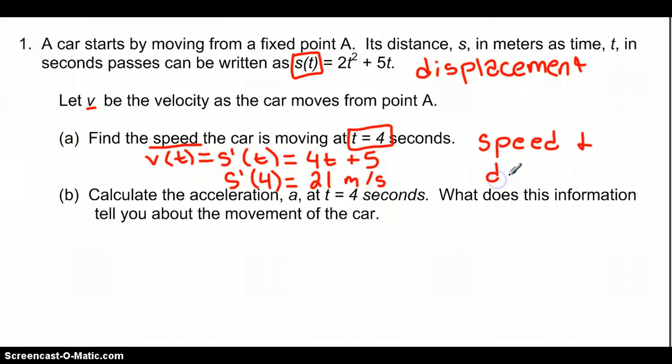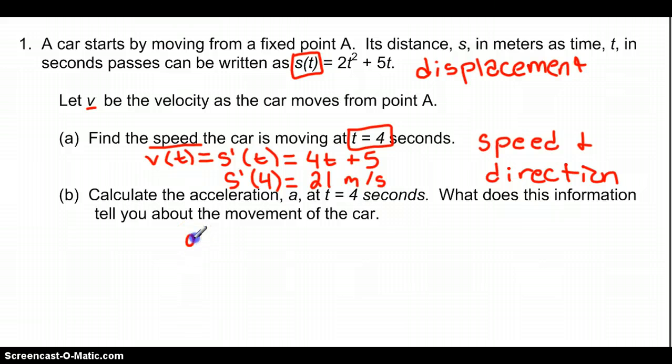So the fact that we are getting a positive 21, of course, we're talking about direction as far as front, back, left, right. We're talking about a positive and a negative direction. So a positive 21 would mean we're moving in a positive direction. Calculate the acceleration now, A, at t equals 4 seconds. What does this information tell you about the movement of the car?